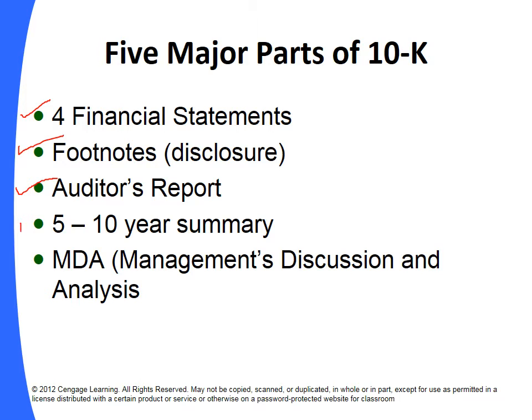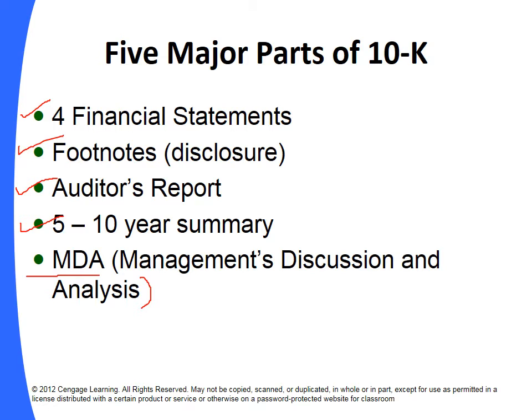There is a 5 to 10 year summary found in all 10Ks. Sometimes it's just called a summary. It's usually found actually in this part, in management's discussion and analysis. And it's got highlights of information in the annual report and shows you 5 years so you can analyze trends. And then the MD&A is a very important piece as well. It's management's discussion about what's going on.